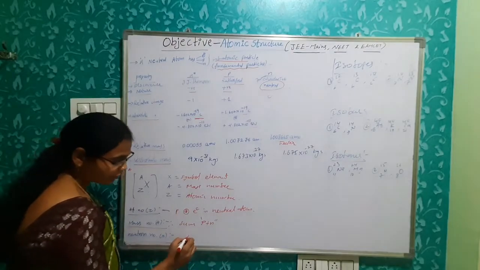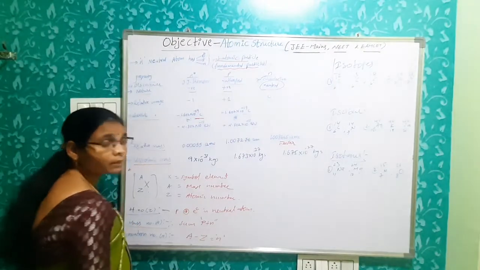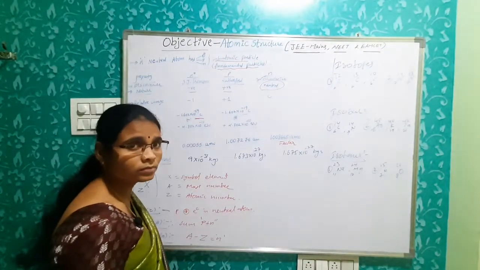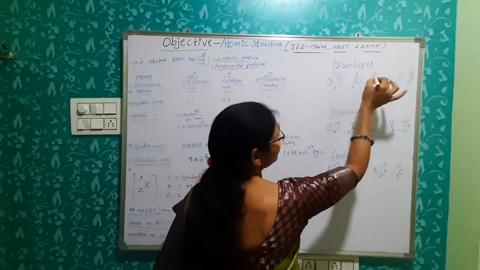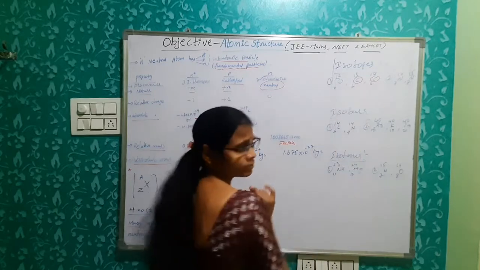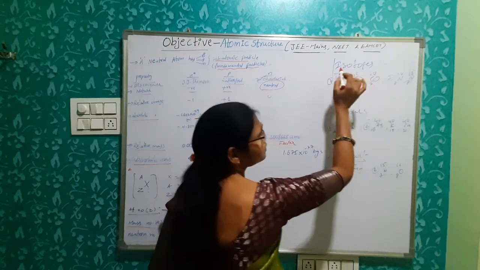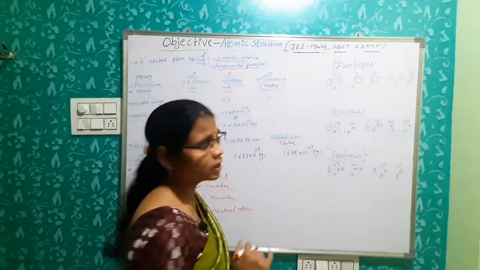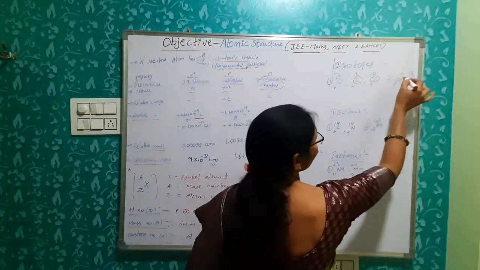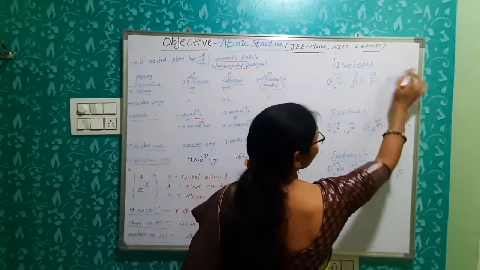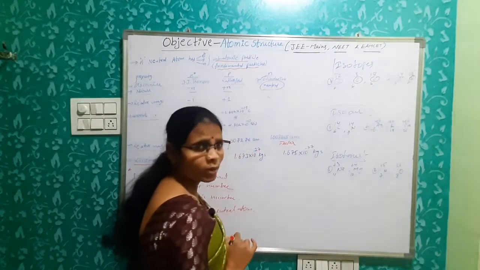The difference between mass number and atomic number is also known as the neutron number. Clear? Isotopes are nothing but atoms of the same element, here atoms of carbon, that have the same atomic number but different mass numbers. Same atomic number but different mass numbers. So atoms of the same element nitrogen have the same atomic number 7, with mass numbers 14 and 15.